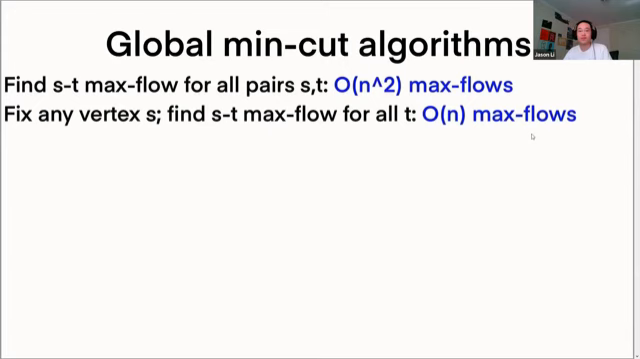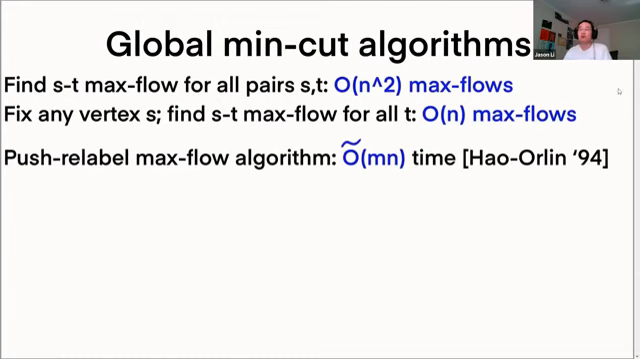But since we're aiming for efficient algorithms here, n minus 1 max flows is not ideal, and we want to do better. There's one special algorithm based on push relabel that is able to compute the global min cut using a single max flow. However, this is specialized to push relabel, and it runs in time mn.